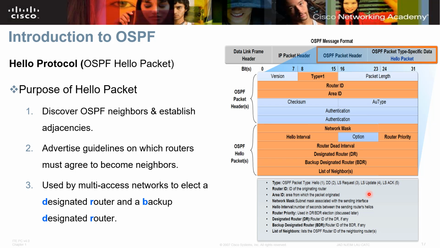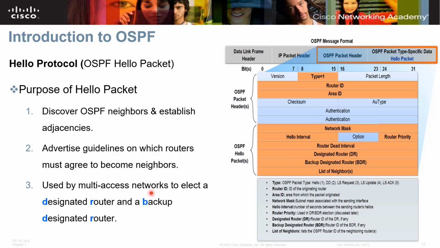Again, for the hello protocol, same as we discussed in the distance vector protocol, here we repeat it for OSPF. With the hello protocol, we send hello packets. These hello packets are used to discover neighbors and establish adjacency between different routers. They advertise guidance on which routers must agree to become neighbors. So we agree using this hello packet who are my neighbors and who will be my neighbors.